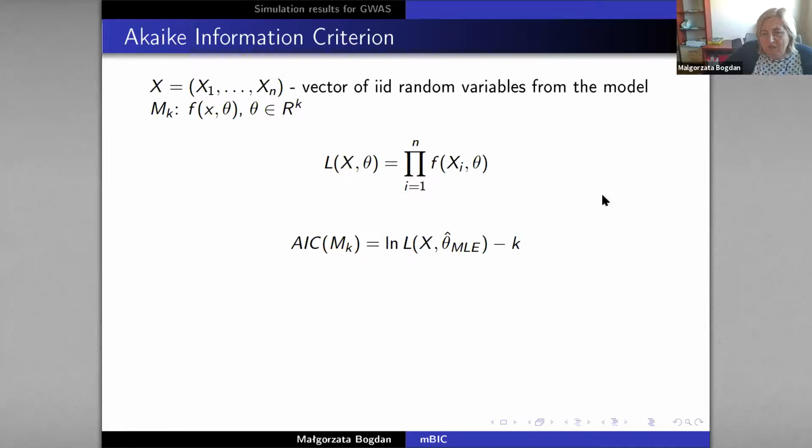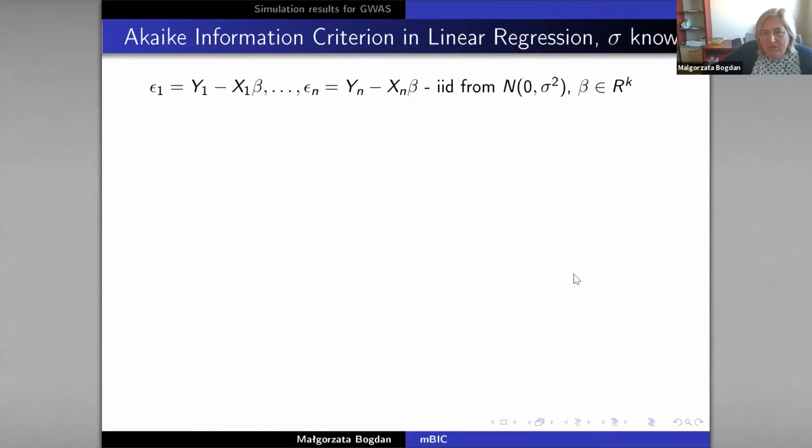And there is a very nice justification for this. If you are interested, write me an email and I can send you some references for nice proofs. So this does not come out of the blue. There is a theoretical justification for this. Basically, this criterion is aimed at minimizing the Kullback-Leibler distance between the true density of your X and the density provided by your model, which you fit to your data. In our situation, it's aimed at minimizing the prediction error.